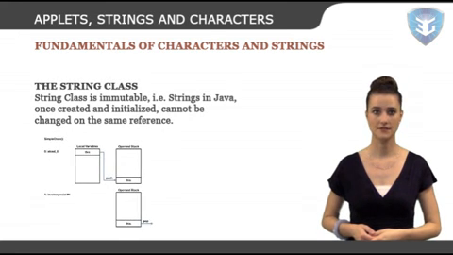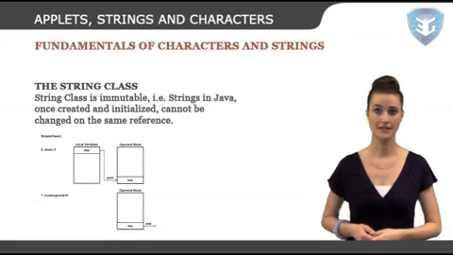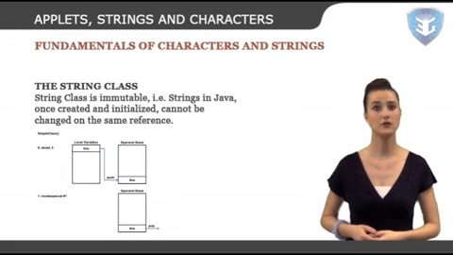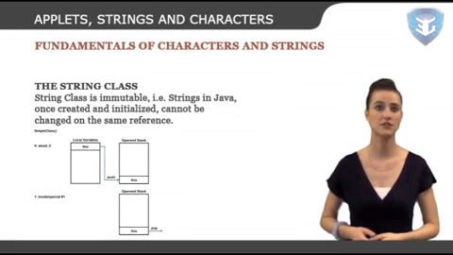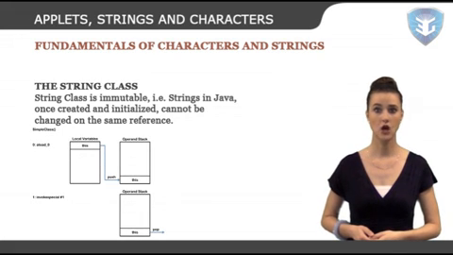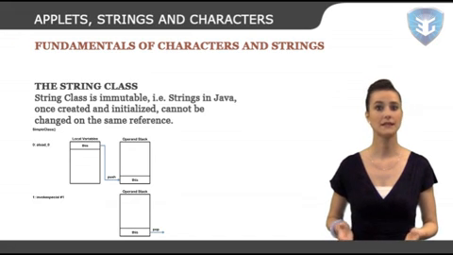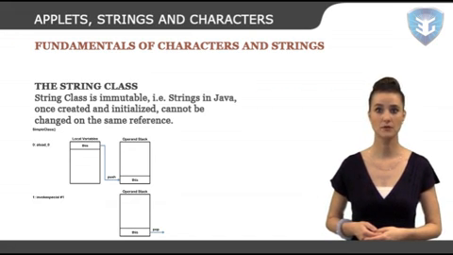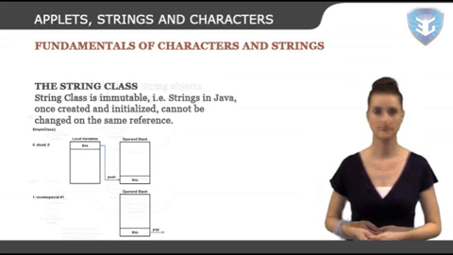The String class. String class is immutable. Example, strings in Java, once created and initialized, cannot be changed on the same reference. The java.lang.String class is final, which implies no class can extend it. The java.lang.String class differs from other classes. One difference is that String objects can be used with the += and + operators for concatenation.